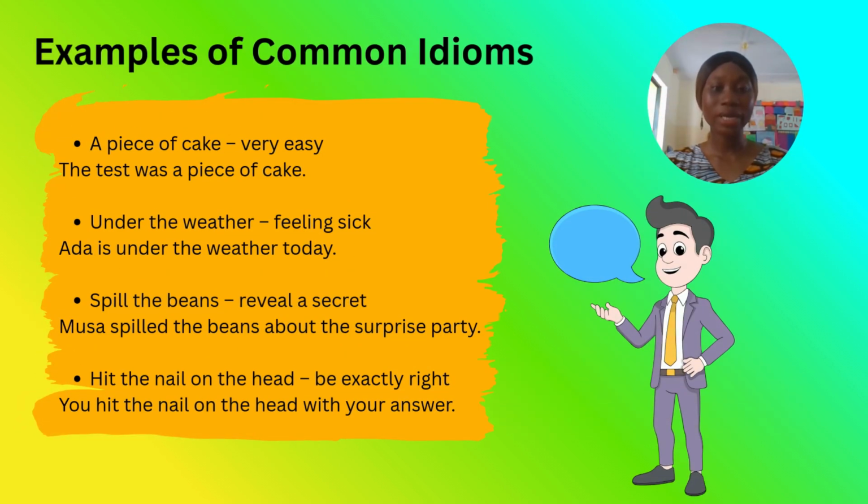So let's look at some common idioms. Like I've said before, a piece of cake just simply means that something was very easy. So the test was a piece of cake, the homework was a piece of cake, the exam, the quiz was a piece of cake. It just simply means the test was easy, the homework was easy, the exam was easy, the quiz was easy. Under the weather: when you say somebody is under the weather, it means that person is feeling sick, the person is unwell.